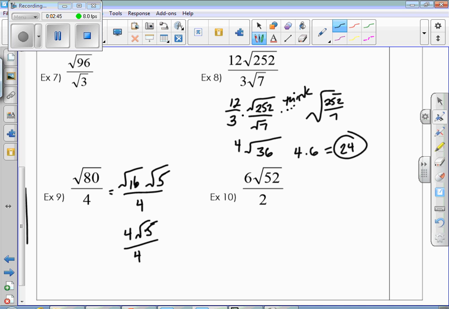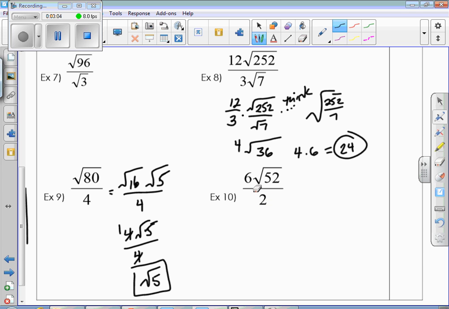Now we can do some division. 4 divided by 4 would be 1. Division of coefficients. Since there's no radical expression in the denominator, we'll end up leaving radical 5 as is. So the answer to this one would just be plain old radical 5.